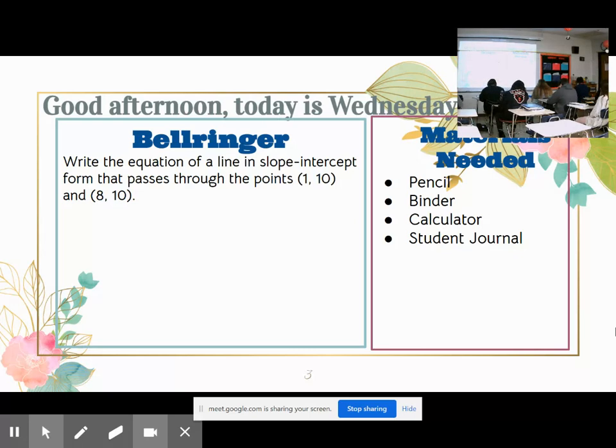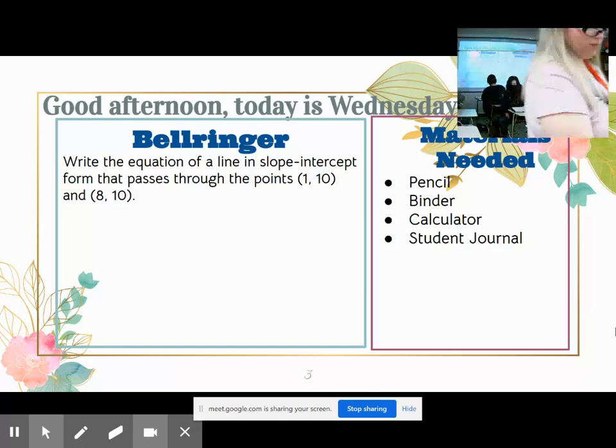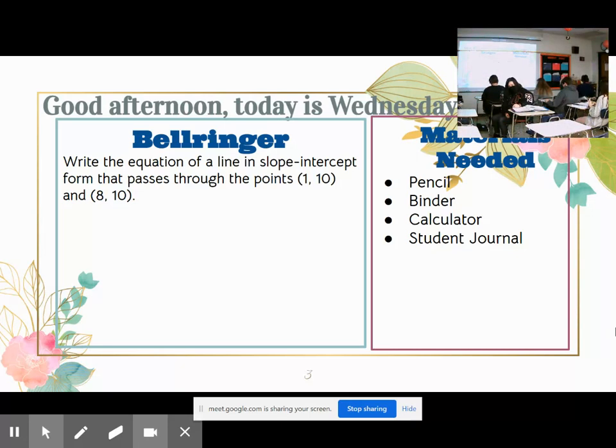What questions do you have for us on the bell ringer? All right, you can go ahead and put your bell ringer away. You need to get out your notes from yesterday, the 4.6 arithmetic sequences. And you need to turn to page 124 in your student journal.